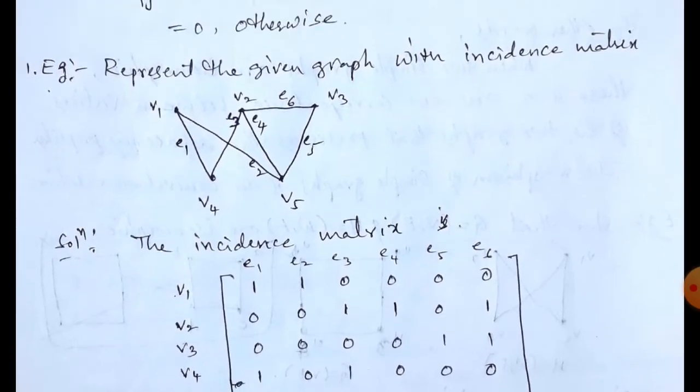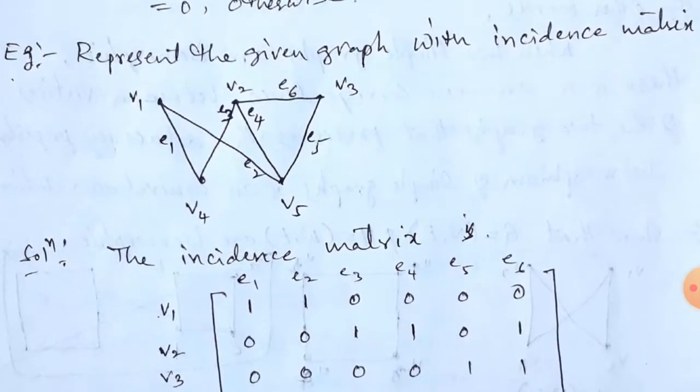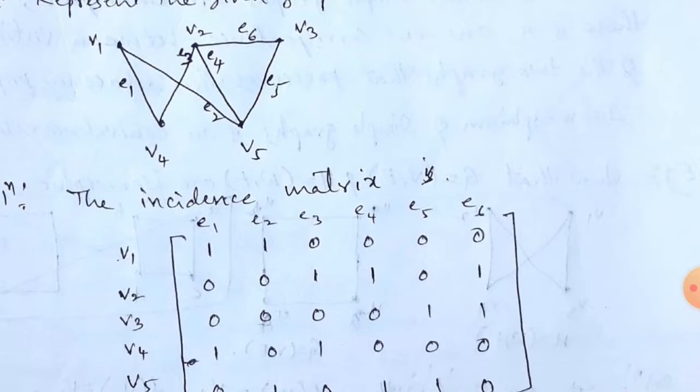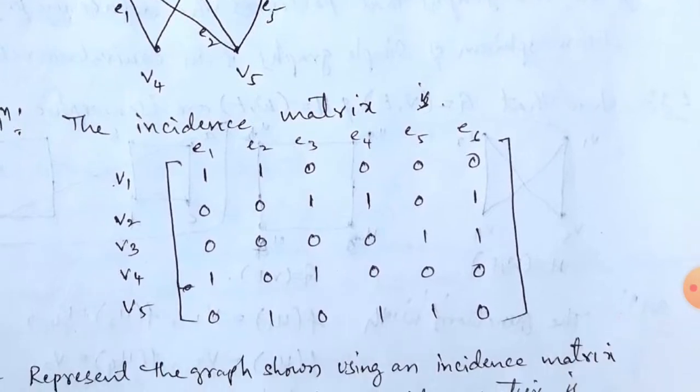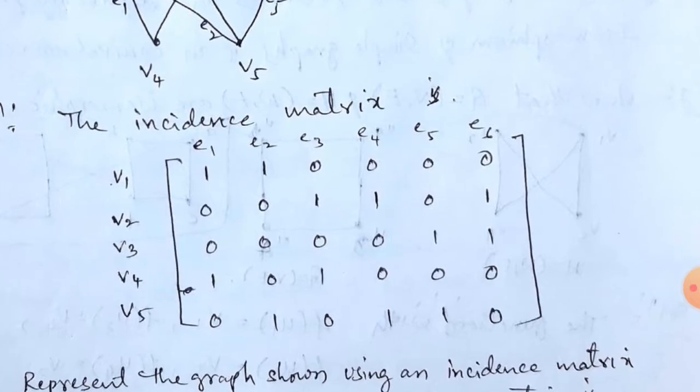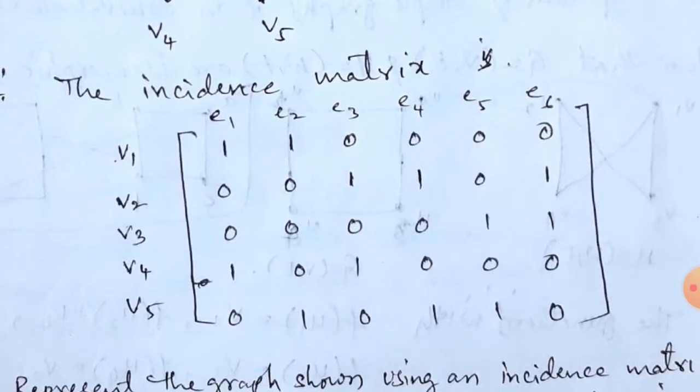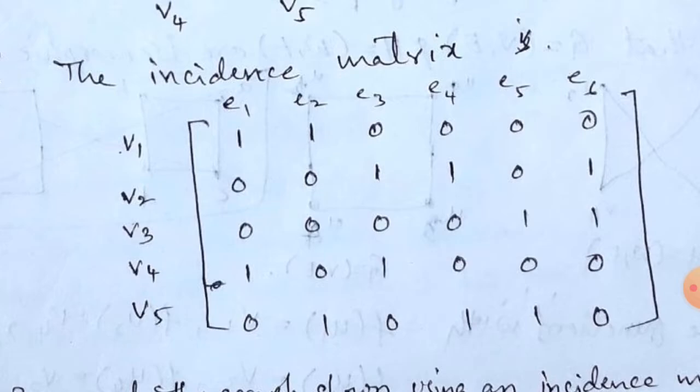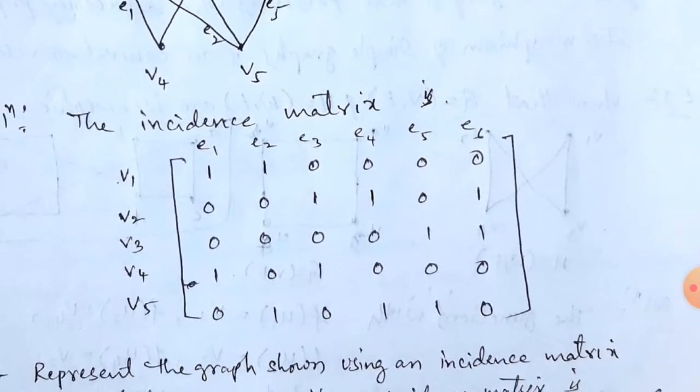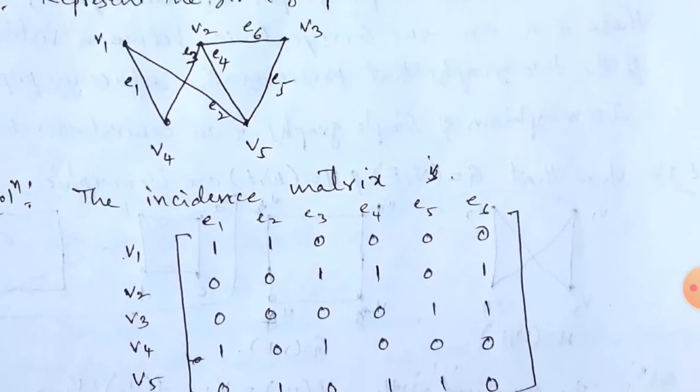Representing the graph, given graph with incidence matrix, observe this one. So we have to represent this graph with an incidence matrix. Now observe how we have to find this incidence matrix here. Each row you have to represent with the vertices, in whatever order you can take, V1, V2, V3, V4, V5 for example.